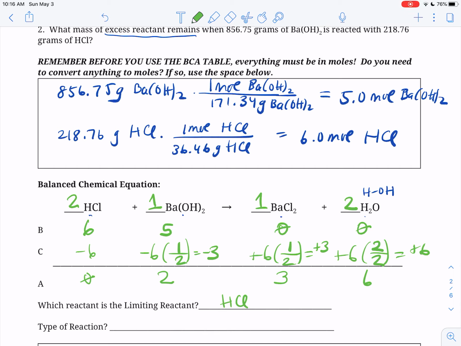Okay, type of reaction, hopefully you're recognizing this as a double replacement, because they both start as ionic compounds and they're going to switch partners. The HOH, the hydrogen switches.